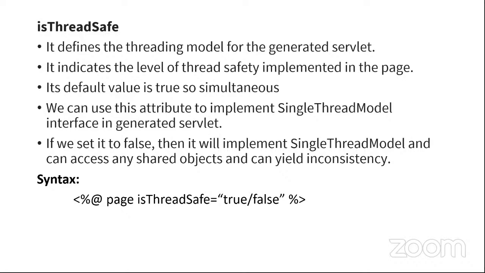Then isThreadSafe. We call it thread safe when a single thread is going to access the resource at the same time, so not more than one thread accesses the resource at the same time. That is thread safe. Based on requirement, we can pass true or false. If we want to make it thread safe, then pass true. If not, pass false.